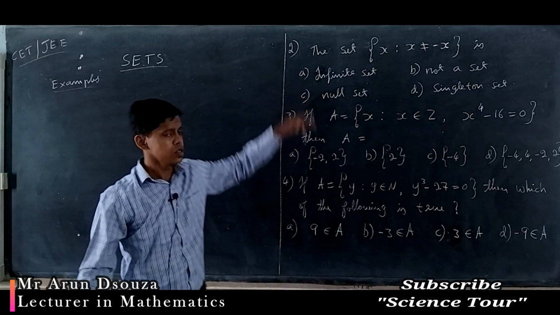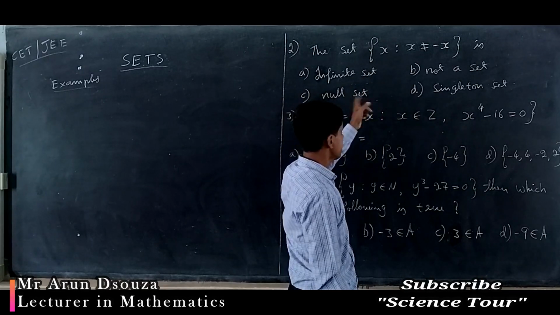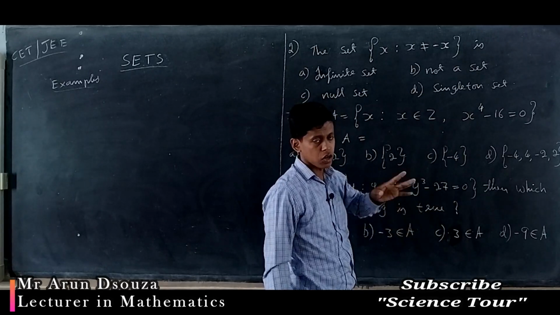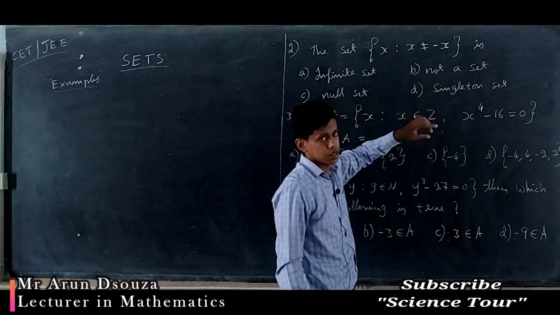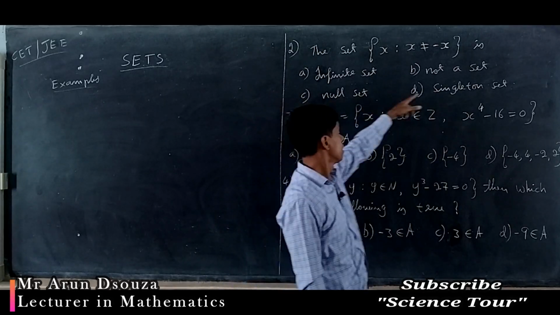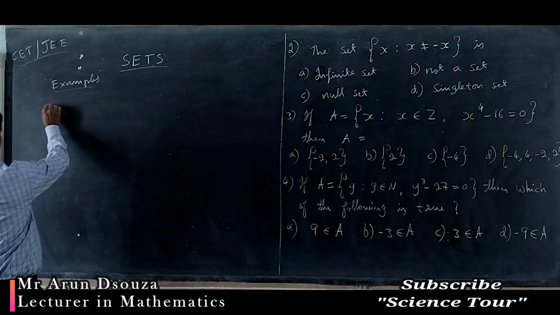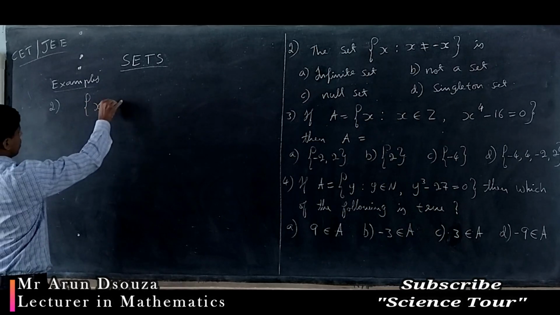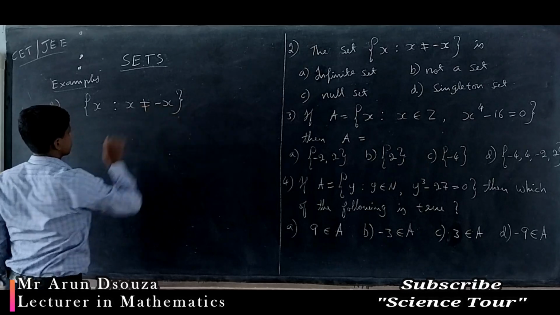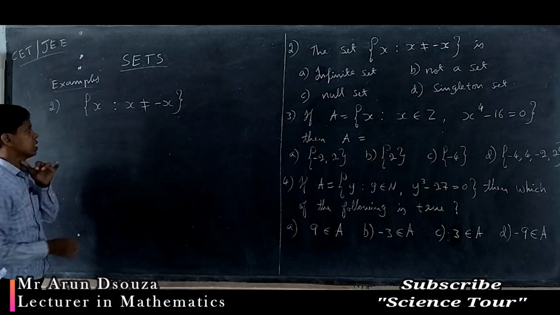Okay, so talking about the second example here, you have 4 options: infinite, not a set, null set, singleton set. What is a set? A well defined collection of objects. If it is not well defined, then it will not be a set. Null set means empty set. Singleton set, only one element. So what is the set you have? The set of all x where x is not equal to minus x.